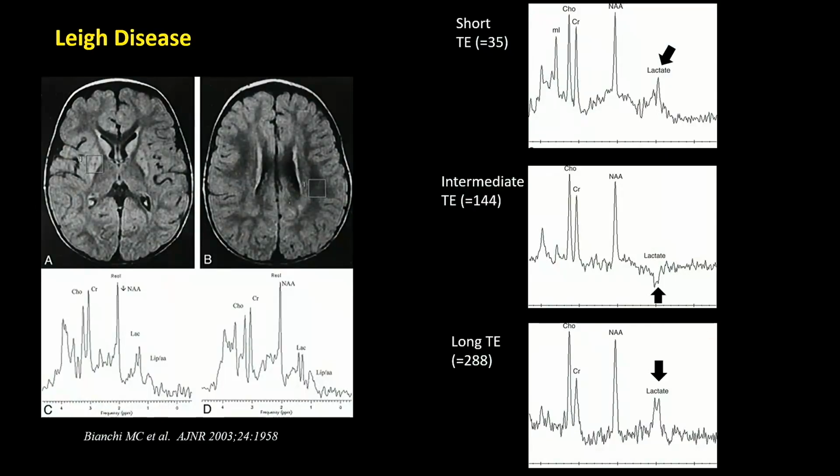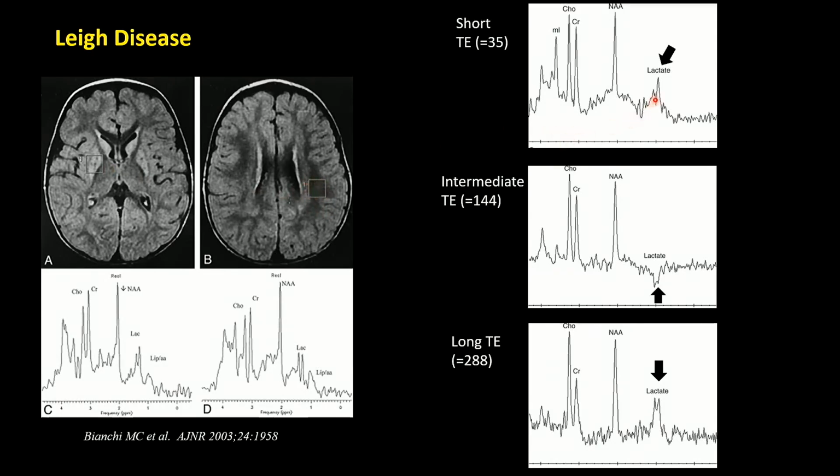Here is a typical example of lactate peak. On FLAIR image, there is hyperintensity in the basal ganglia. So ROI is placed in the right side basal ganglia, and another ROI is placed in the periventricular white matter.